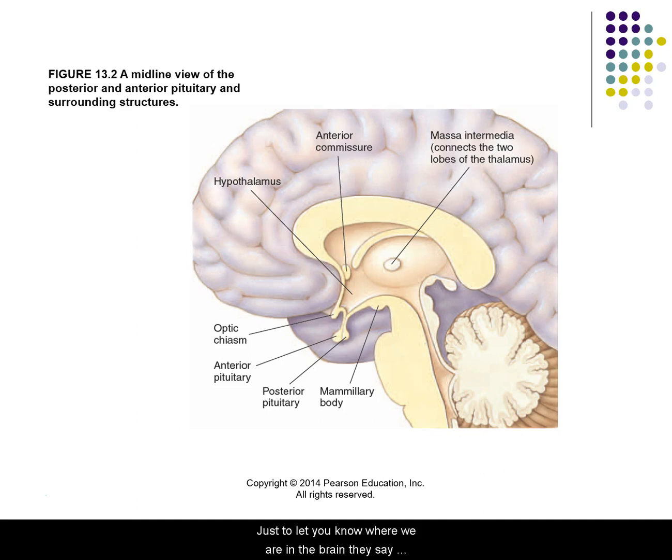Okay, just to let you know where we are in the brain. Okay, so you have the massa intermedia, right? That's the thalamus. We know that hypo is below, so the hypothalamus is below the thalamus. And then if we follow that even further ventral, you'll get to the anterior and posterior pituitary glands. Okay, and they hang down there from that pituitary stalk from the hypothalamus.